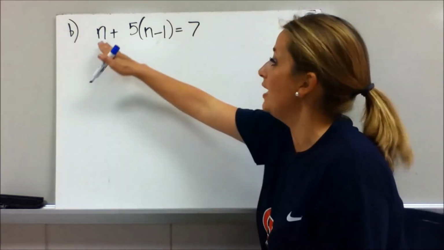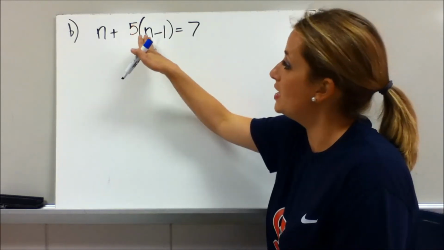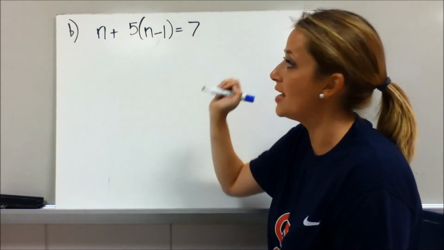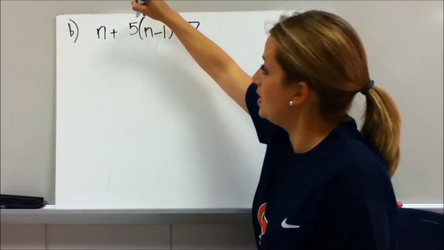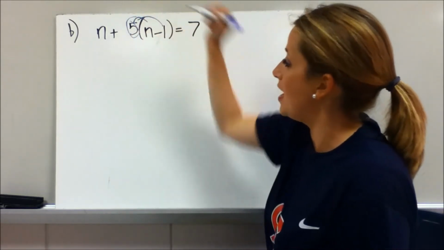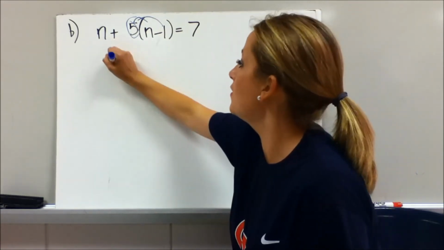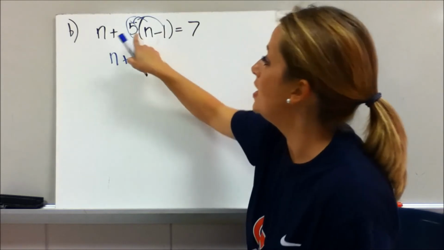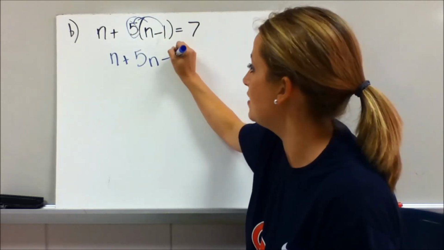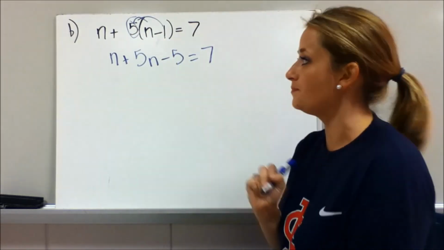Okay, here's practice B. n plus 5 times the quantity n minus 1 equals 7. You should recognize that since I have parentheses there and a number right up against it, I'm going to distribute that 5 to each of those. So bring down the first n, plus 5 times n is 5n. 5 times negative 1 is negative 5 equals 7.